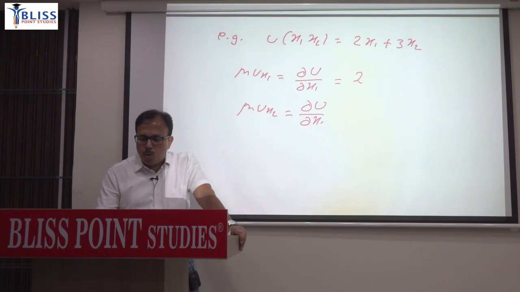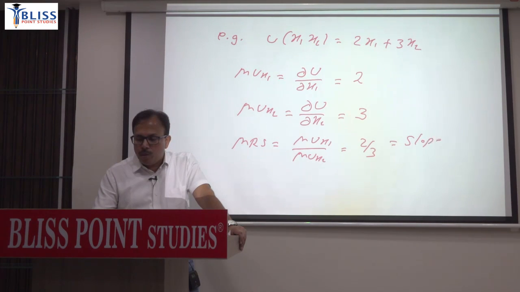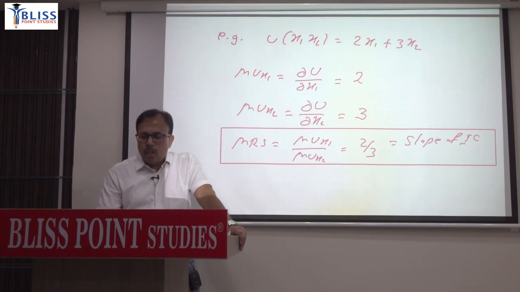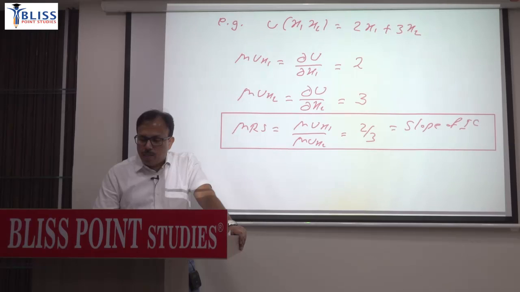Differentiate with respect to x2, it will be 3. So what is the value of MRS? Marginal utility of good 1 upon marginal utility of good 2, that will be 2 by 3, and 2 by 3 is going to be the slope of indifference curve. That means slope of indifference curve is a constant number. Now if it is a constant number, then indifference curve is going to be a straight line. Slope is constant, so indifference curve will be a straight line.